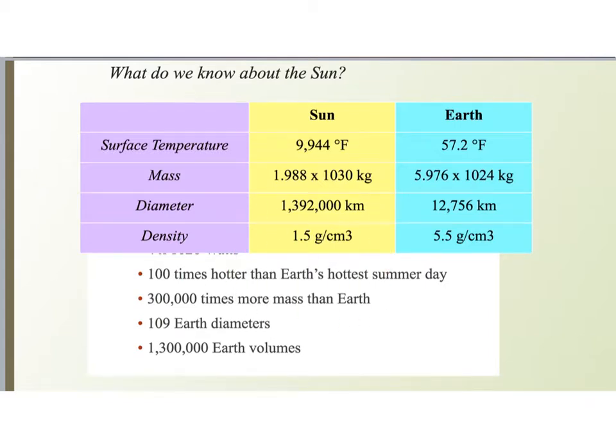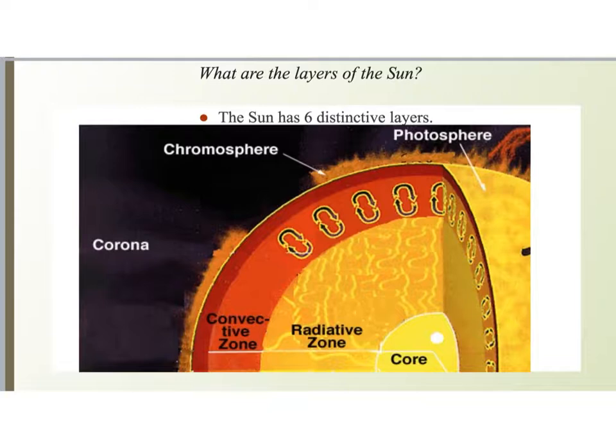So the sun is about 100 times hotter. It's 300,000 times more massive, 109 Earth diameters, and over 1 million Earth volumes. And we can characterize the sun based on these distinct layers.